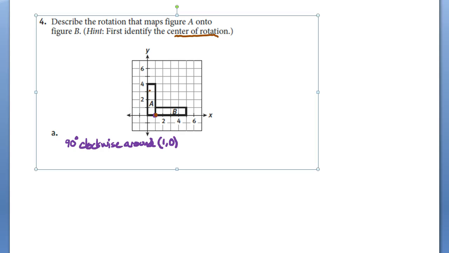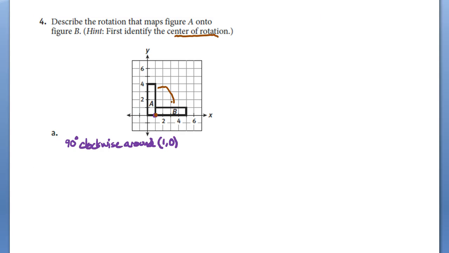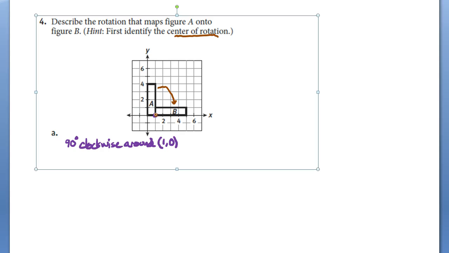If I imagine rotating figure A so that it now lands where figure B is, I think that's the corner of the rectangle that does not move. Do you agree with that? And so I think that this rotation is a 90 degrees clockwise around the point (1, 0). This dot right here is (1, 0).